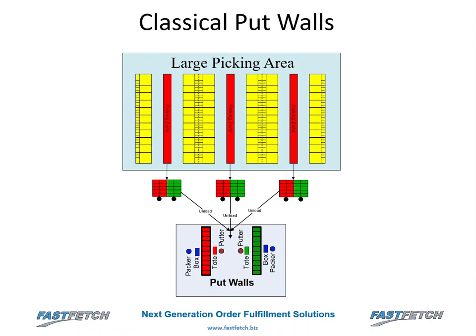1 or more putters scan products on one side of each put wall, and 1 or more packers remove products from the other side when a slot contains all required items for an order. Light modules are used on slots on the put side of the wall to indicate where and how many of each product should be put. Light modules are used on slots on the pack side of the wall to indicate which orders are completed and which size cartons should be used for packing.